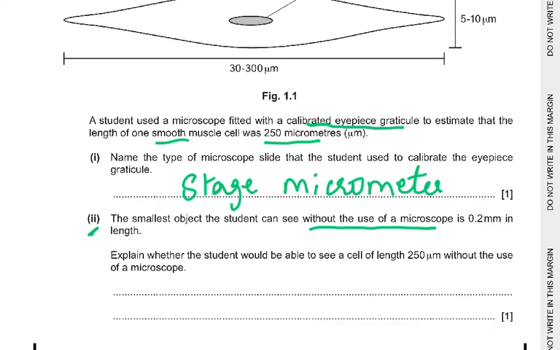Now coming to part 3, it says the smallest object the student can see without the use of a microscope is 0.2 millimeter in length. Explain whether the student would be able to see a length of 250 micrometers without the use of a microscope. Well, you see 0.2 millimeter is equal to 200 micrometers.